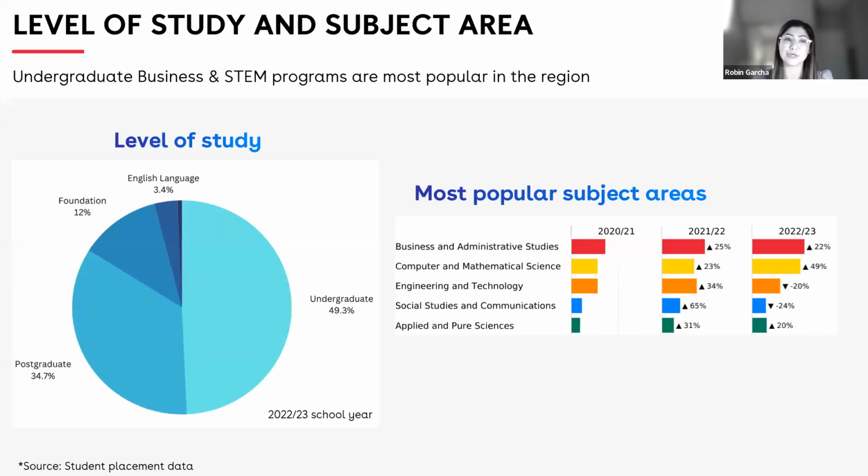This next slide shows IDP application and enrollment data from the Middle East to Canada, broken up by popular subject areas and level of study. What we've found is that applications and enrollments lean heavily on the undergraduate side at nearly 50%. We see the top 5 subjects and their percentage growth over the past 3 academic years. It's no surprise that the most popular programs are in the fields of business and STEM. However, it's interesting to see social studies and communications as the 4th most popular subject area.